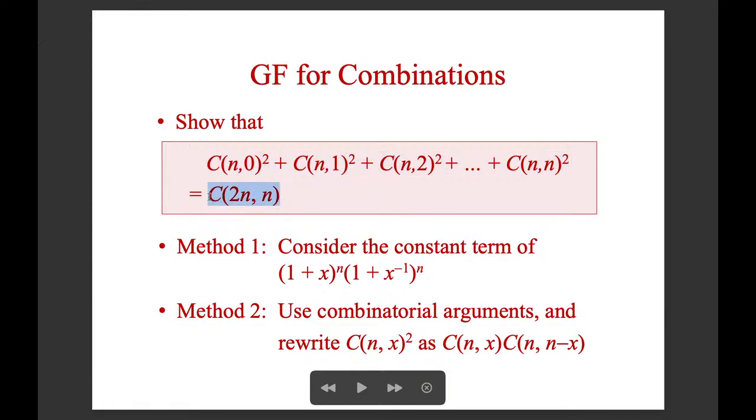So basically, you can imagine that you have n boys and n girls, and we want to select a total of n people out of them. So how many ways are there? We may be either selecting 0 boys and n girls, or selecting 1 boy and n minus 1 girls, or 2 boys and n minus 2 girls, and so on and so forth. But then this is basically, I have 2n people, I'm selecting n of them. So in that case, method 2 is a very easy way to show that this equality is correct.